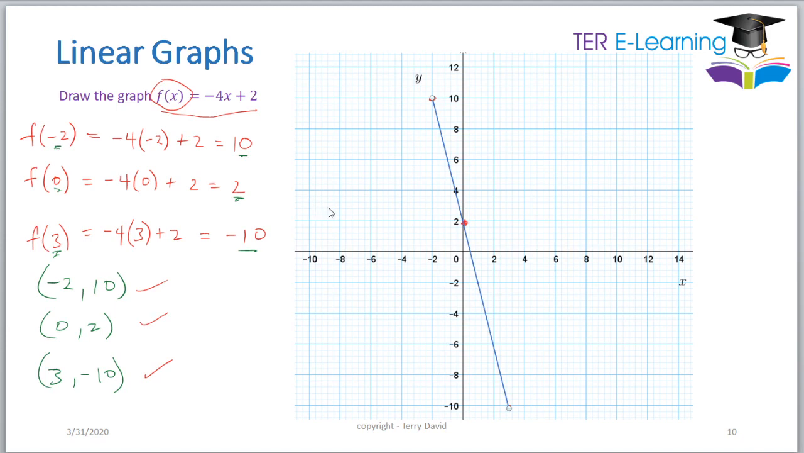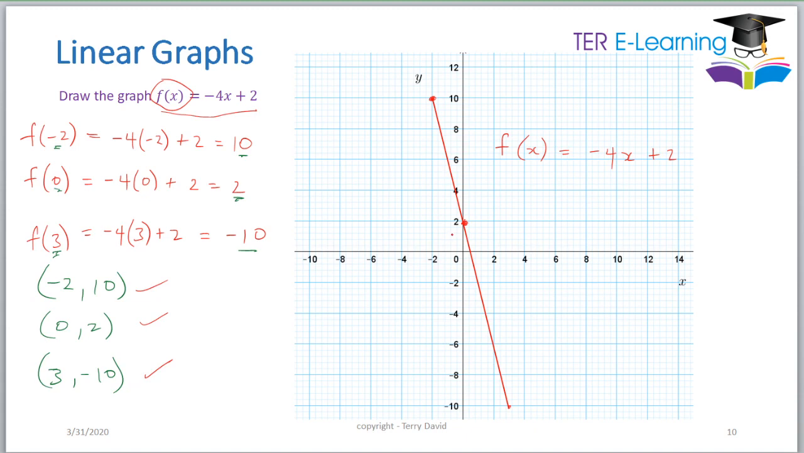I'll just change the color. Alright, so this is what my graph is going to look like. This is what my function, remember the question was to draw a function, right? So this function, f of x, is equal to minus 4x plus 2, right?